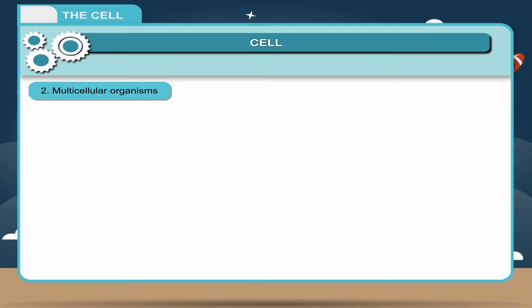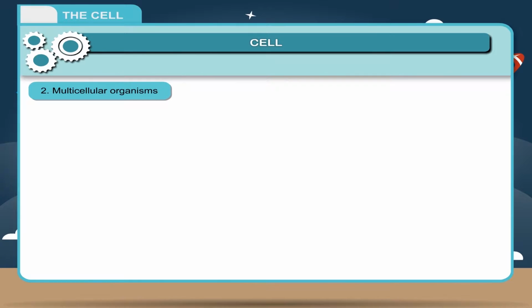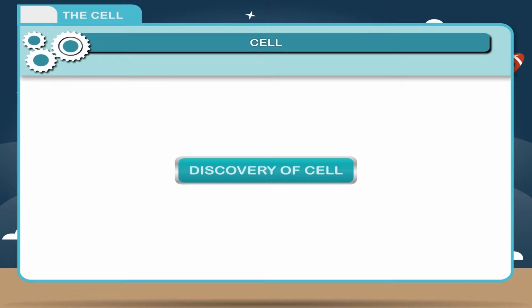2. Multicellular organisms. There are numerous cells present in the living body, and different cells perform the life activities in a coordinated manner. Such organisms are called multicellular organisms. Example: cat, man, trees, etc.